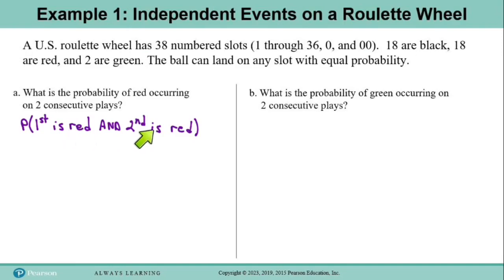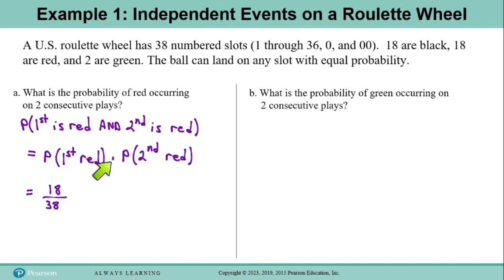So now that we know that these two events are independent, we can apply our AND formula that we saw on the last slide. The probability that the first result is red and the second result is red is equal to the probability that the first result is red times the probability that the second result is red. So the word AND goes along with multiplication in our calculation here. All right, now, what is the probability that the first play comes up red? Well, they told us that there are 38 slots on the wheel, and they told us that 18 of them are red. So the probability that the first play comes up red would be 18 divided by 38.